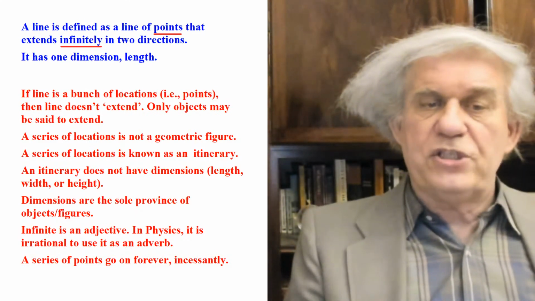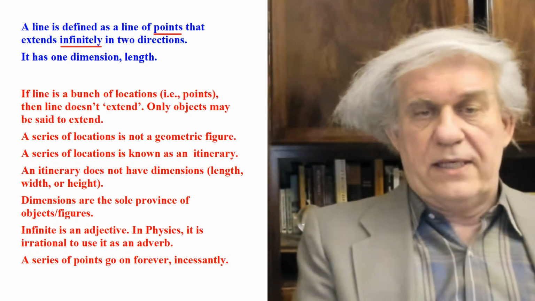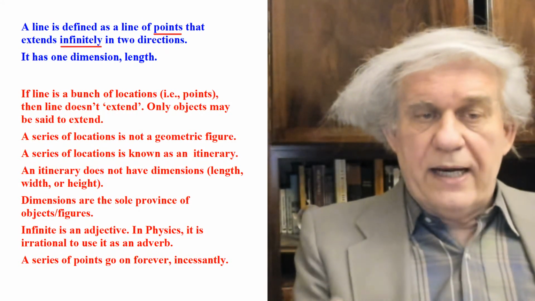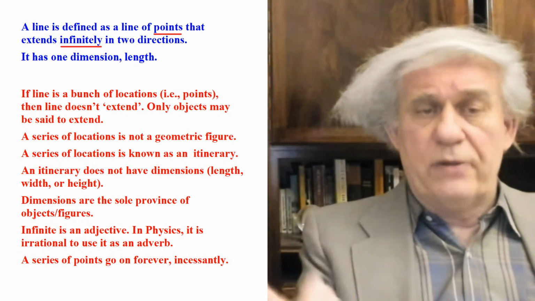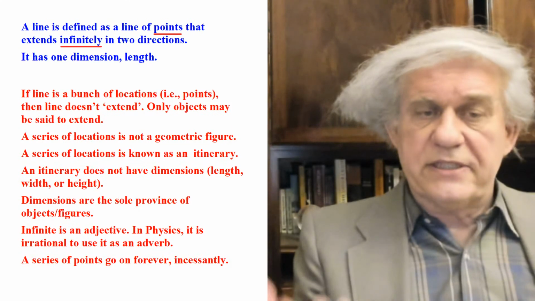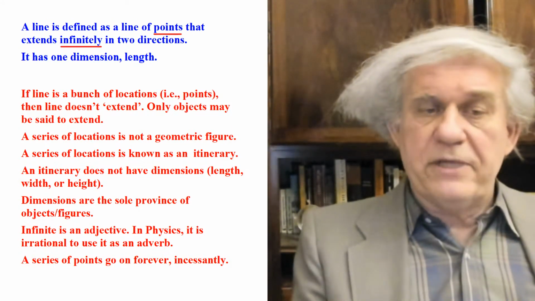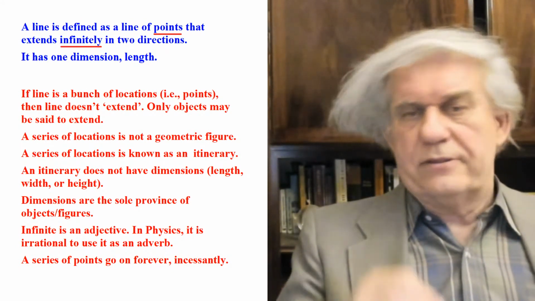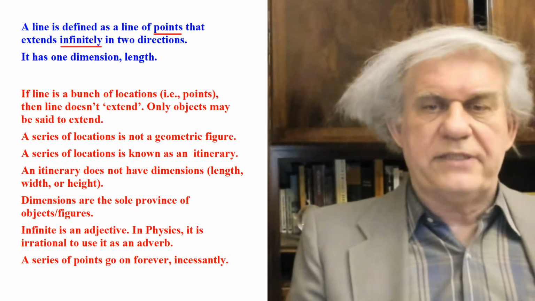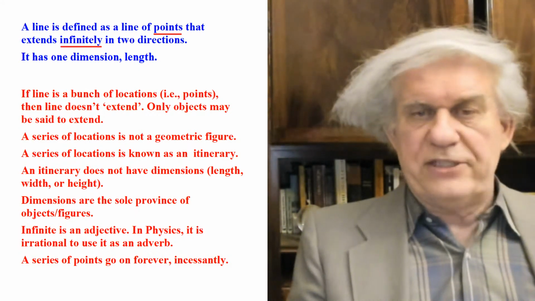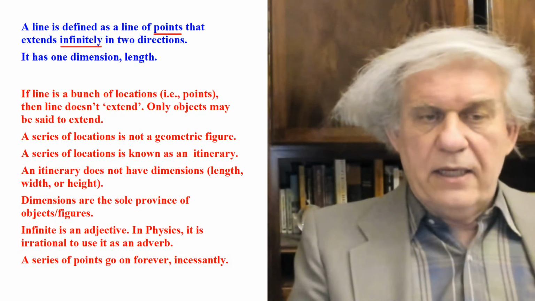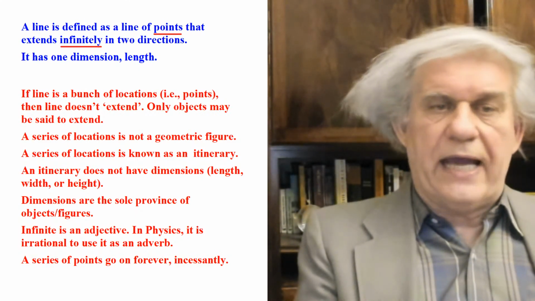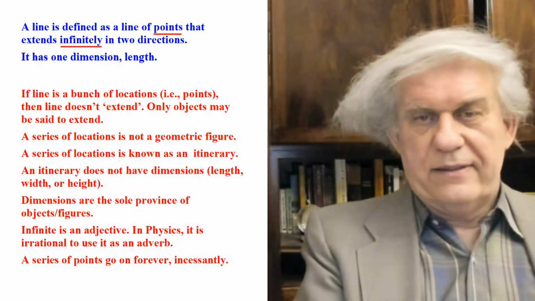A series of locations is not a geometric figure, and that's what a line is, according to that definition, which is what people have out there officially. A series of locations known as an itinerary. An itinerary does not have dimensions, length, width, or height. Dimensions are the sole province of objects and figures. Only objects and figures or things can have dimensions. You cannot say a concept like intelligence or information has dimensions. It's irrational. Infinity or infinite is an adjective. In physics, it is irrational to use it as an adverb. You can't say infinitely, like you said there.